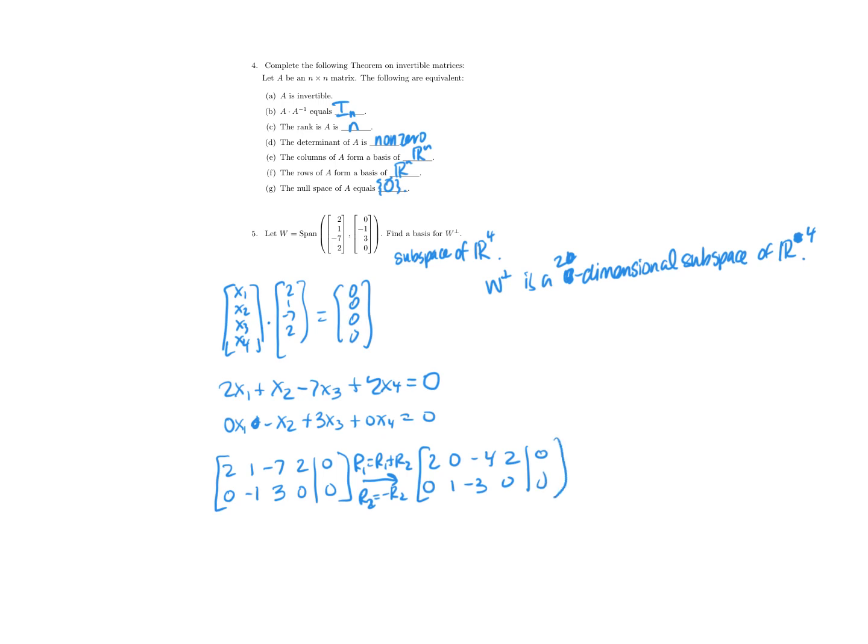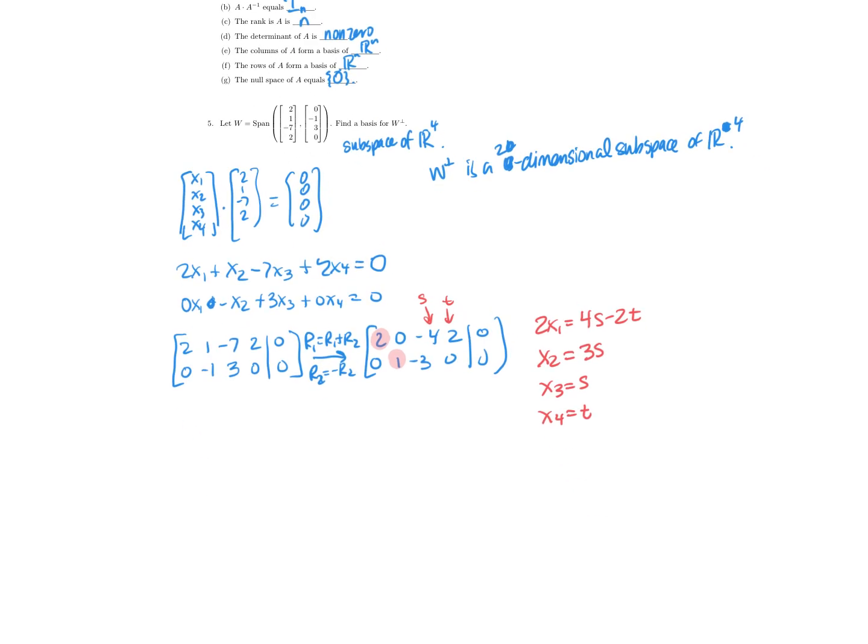And so I can see that I have my pivots here and here, which means I have free variables here and here. So I'll call this s and this t. And so I have 2x1 is equal to 4s minus 2t, and x2 is equal to 3s, and then x3 is equal to s, and x4 is equal to t.